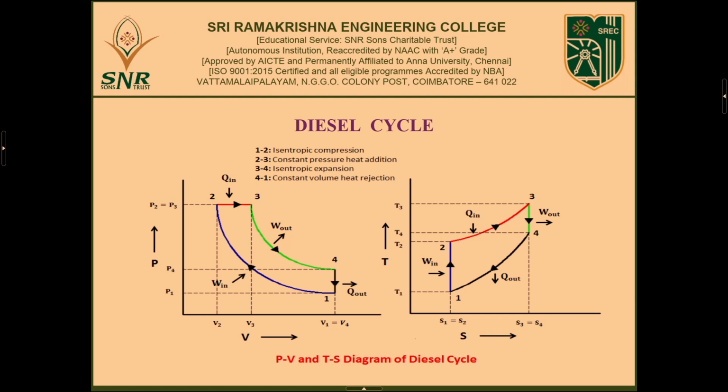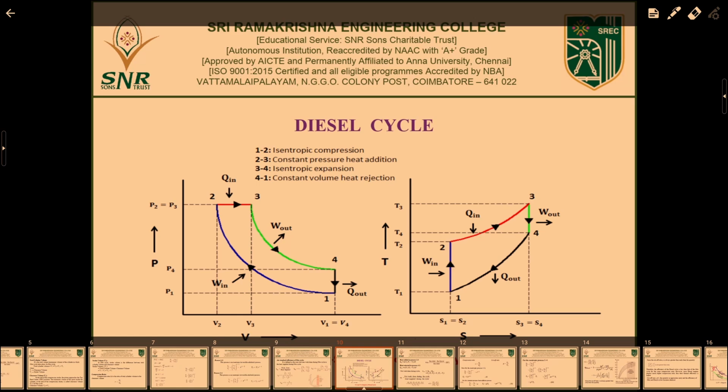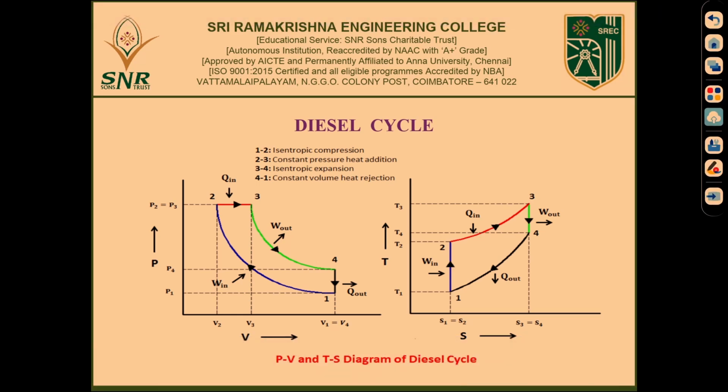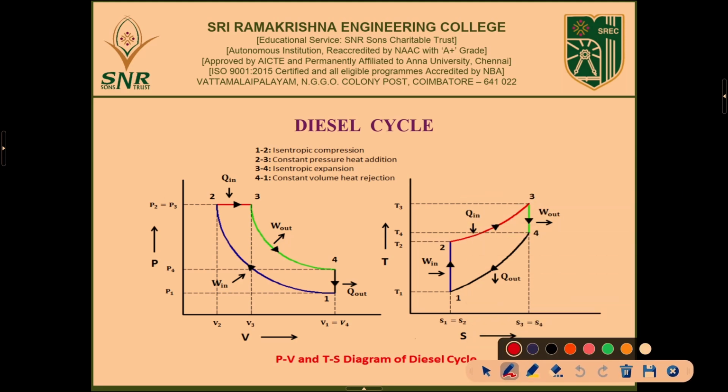V1 is equal to V4. Here this is your V2, and we already discussed that V2 is the clearance volume. Then V3 is somewhere more than V2, so it is not the clearance volume. This is your clearance volume, VC, and this is your stroke volume, that is Vs, or else we can call it the swept volume.